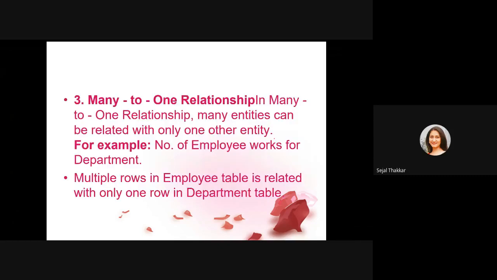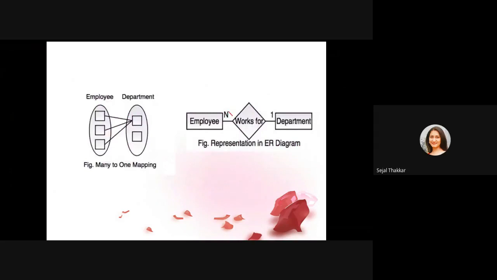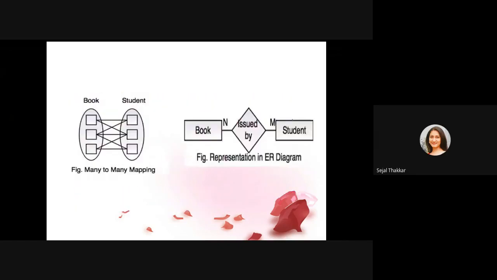Many to one relationship: many employees work for one department, right? For example, many faculties work for the CE department. Many to many: many books can be issued by many students. You can write down many to many here. Many books can be issued by many students. So these are the relationships.